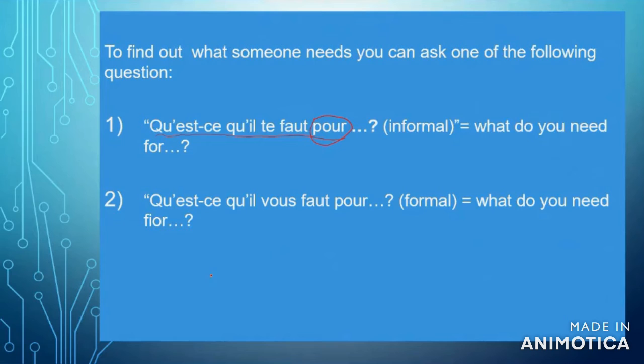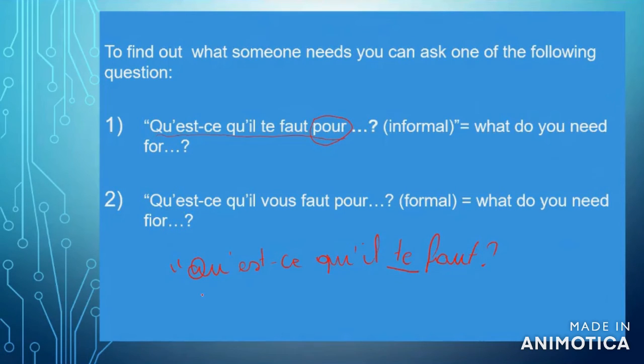So now, if you want to ask somebody generally, what do you need? The question will be qu'est-ce qu'il te faut? What do you need? Right? So qu'est-ce qu'il te faut means what do you need? Right? Remember, by using that te, it means that you are speaking informally, casually, right?